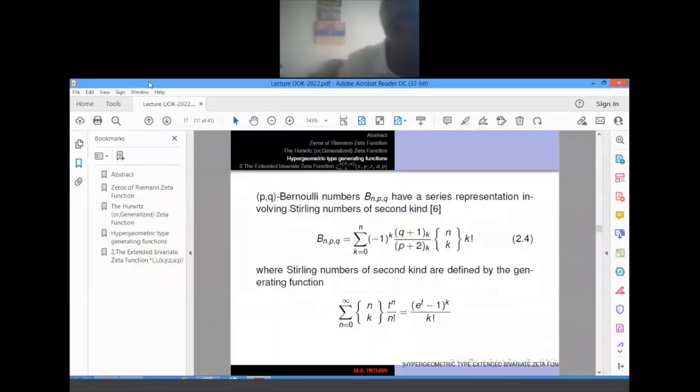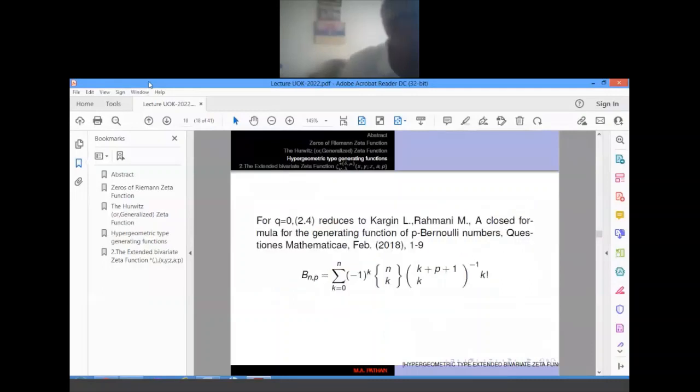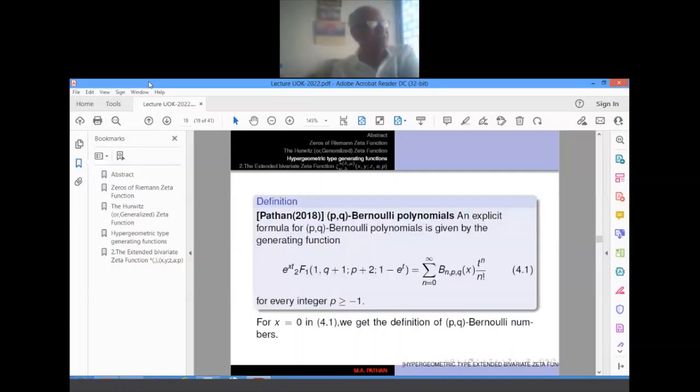Now for q equal to 0, it reduces to one of the results given by Kargin and Ramani. And this is a published paper which appeared in 2018 again. And the name of the journal is given. And this B_n^(p) can again be written in terms of a finite sum. The next Bernoulli numbers we have defined. Similarly, we can define Bernoulli polynomials. Bernoulli polynomials, again given in the paper of 2018, are given by e to the power xt 2F1, and on the right hand side you can see again a series of B_n^(p,q)(x) t^n upon factorial n, for every integer n greater than or equal to 1.